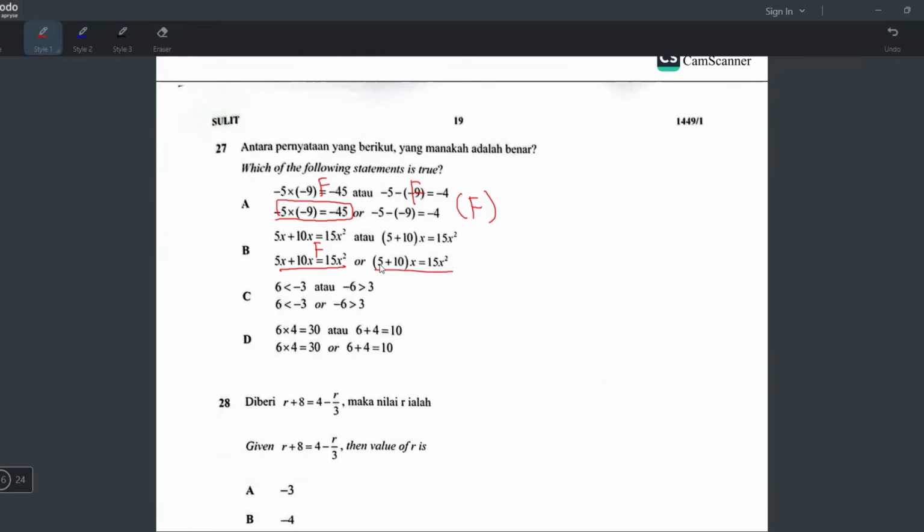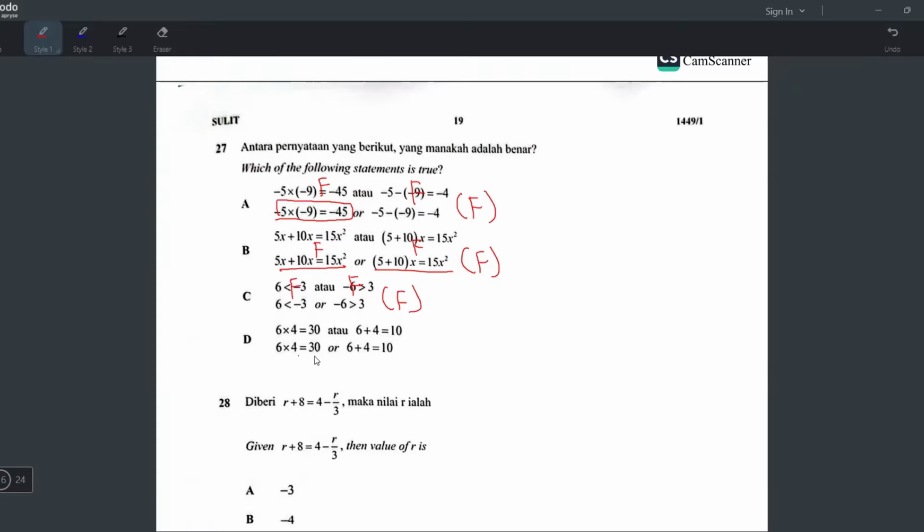5 plus 10, 15. And then times x, 15x. But he wrote 15x square, so false again. So if both also false, automatically false already. The middle word not important. Because both false. Okay, next one. 6 is smaller than -3. This is false. Yeah, 6 is actually bigger. Okay, what about this? -6 bigger. Yeah, this one false also. -6 is smaller than 3. So if both false, automatically false. The middle word is not important.